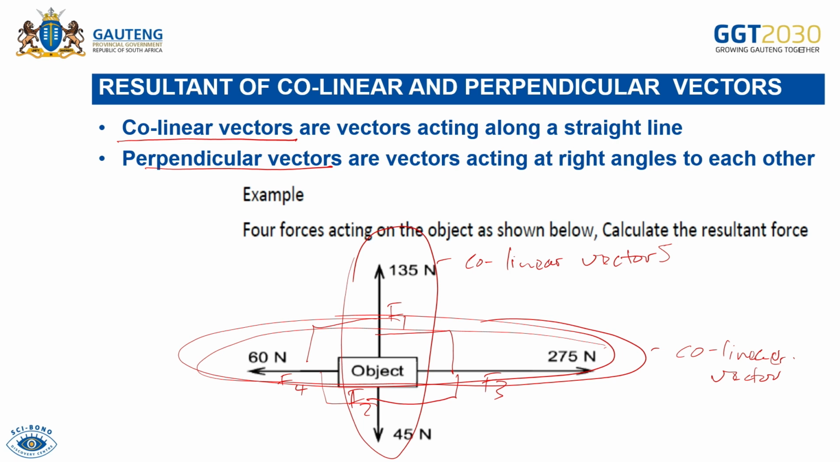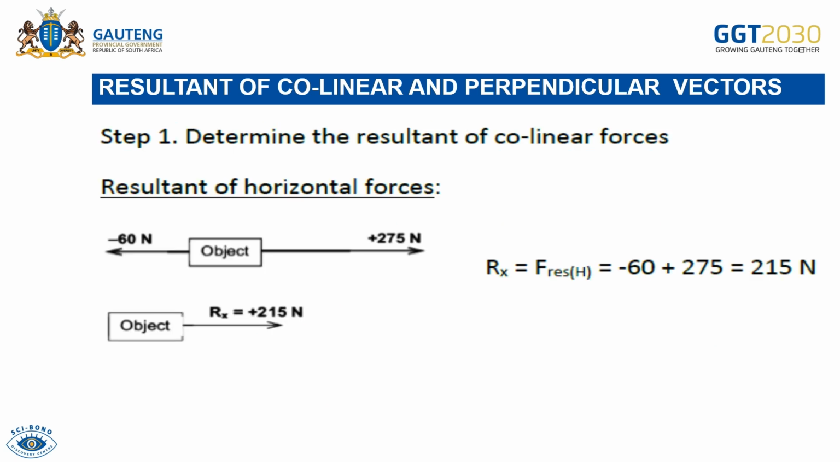This is where we have to start, right? So determine the resultant of collinear forces, or vectors. These are the 2 vectors that are acting along a straight line, which is your 60 newtons and your 275 newtons. We want to find their resultant. So we want to find the resultant of horizontal forces, right? So this is going to be our Rx.